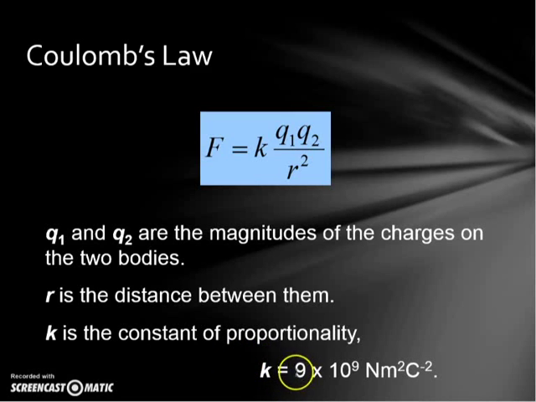And that constant is always the same. It's 9 times 10 to the 9 newtons per meter squared per coulomb to the -2. All right, and that's just basically a combination of all of these units to get the unit of K. We can talk about that more if you like.